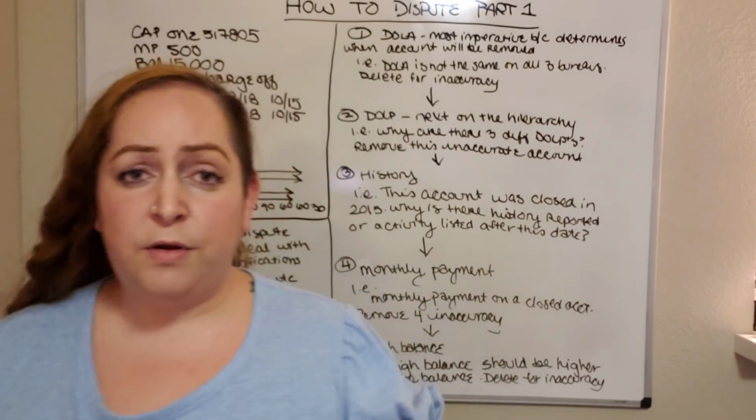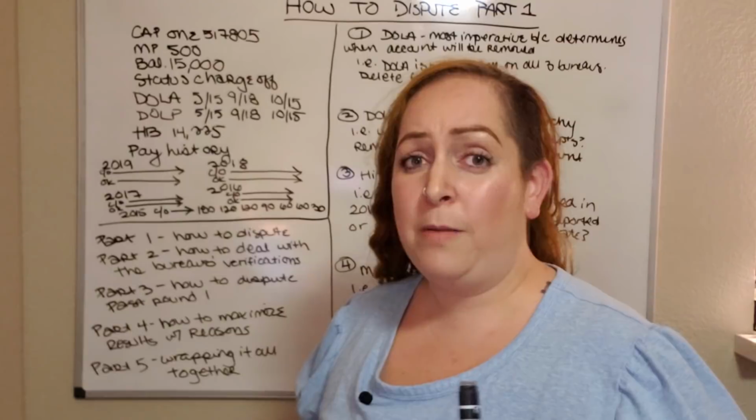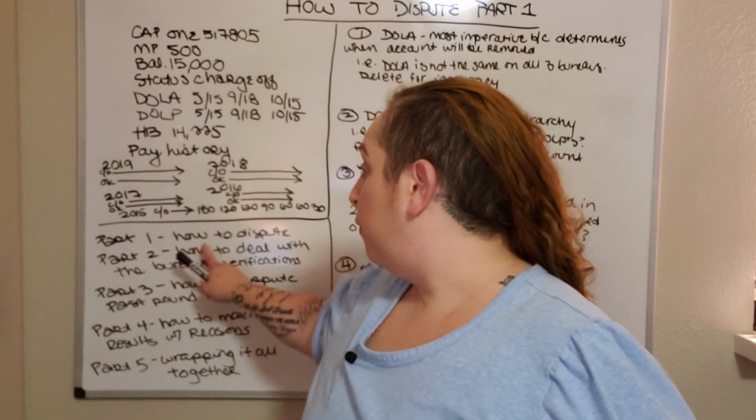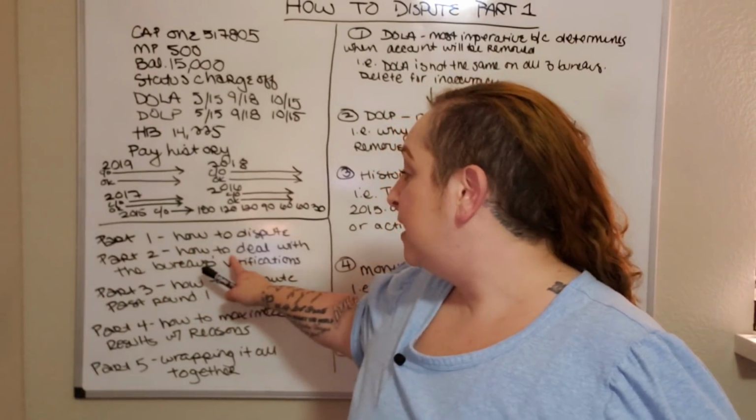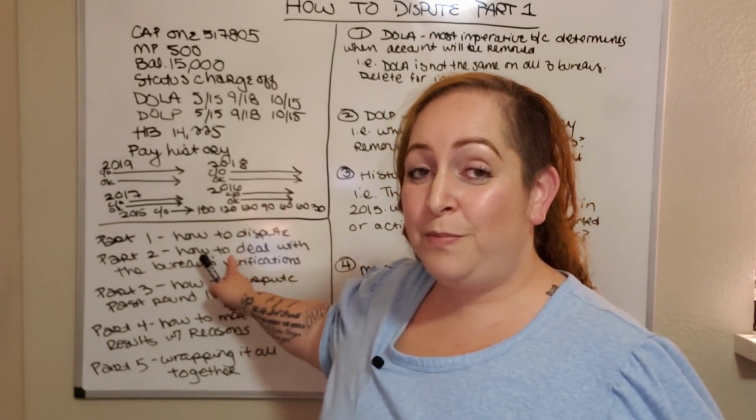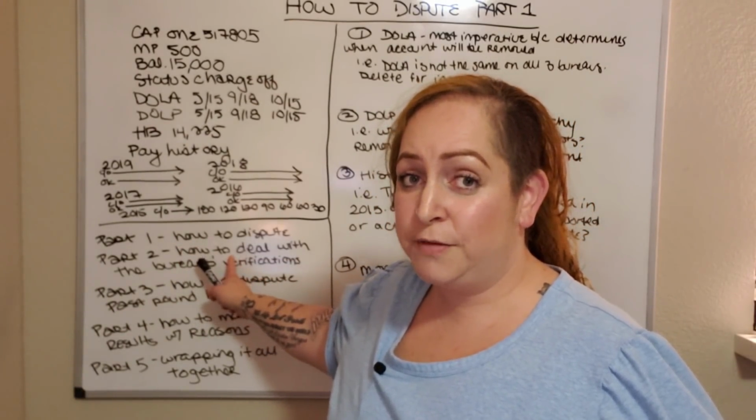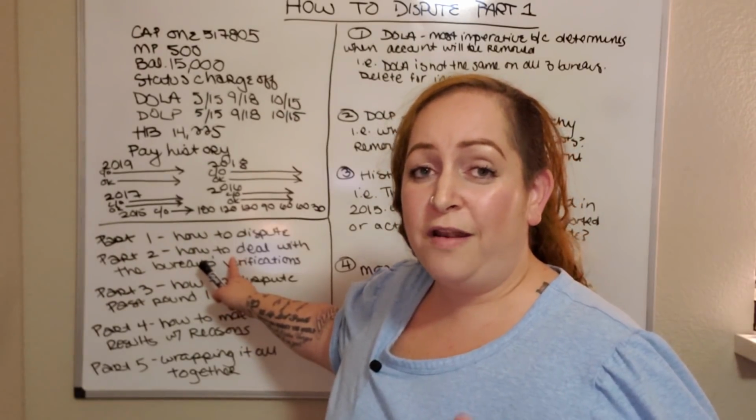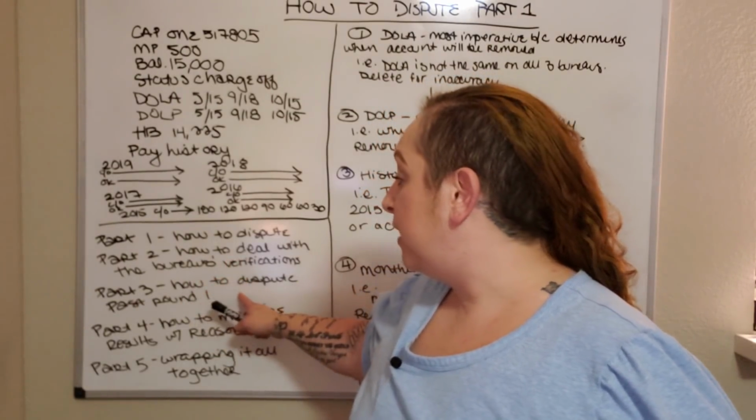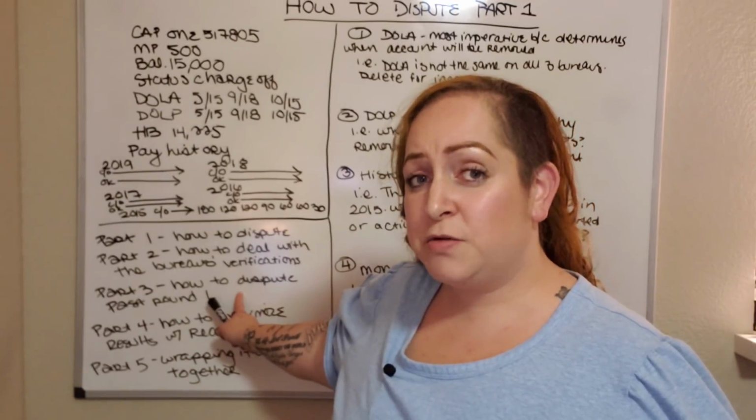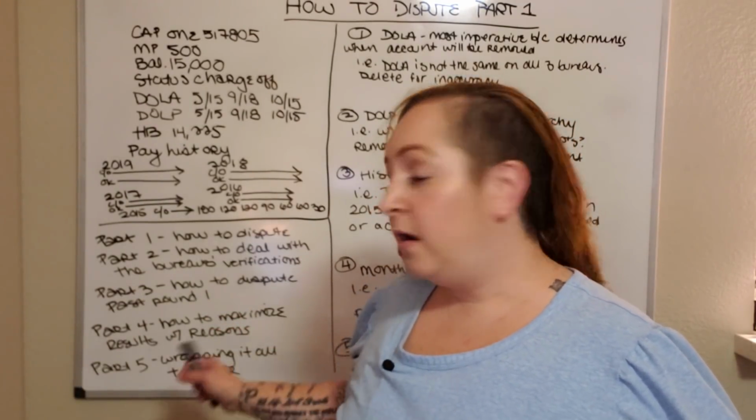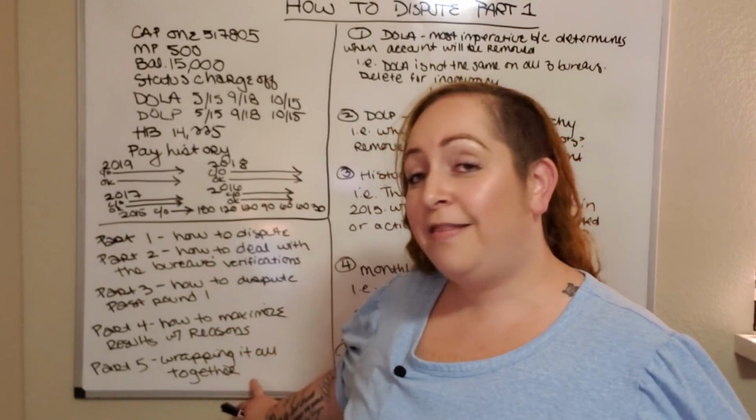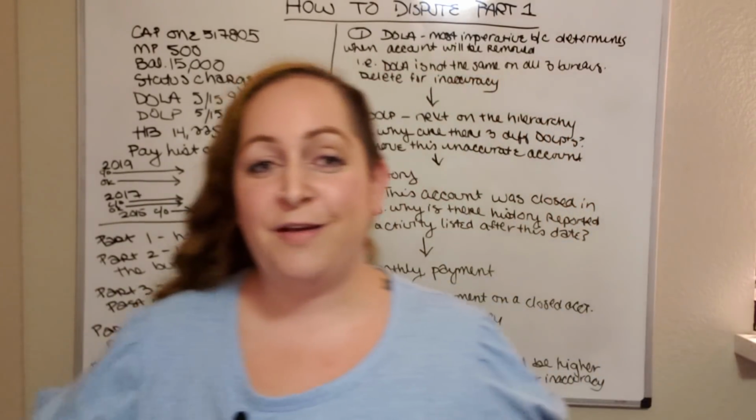Okay, and just so you know, I am working my way backwards, so I apologize. Part 1, which is this video, is how to dispute. Part 2 is how to deal with the bureaus and their verification. Okay, what do you do when they verify? Part 3 is how to dispute past round 1. Part 4 is how to maximize results with reasons. And then part 5 is wrapping it all together.